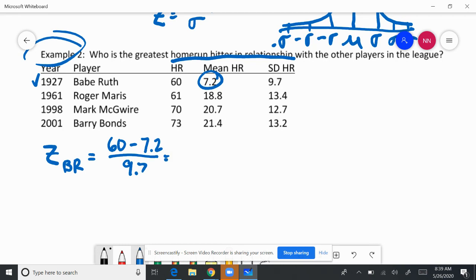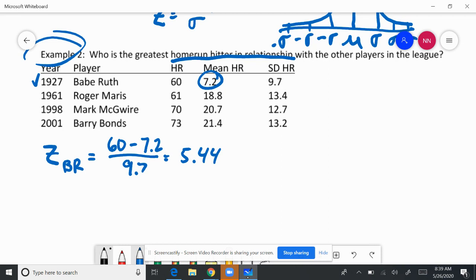What I'm going to do is take out my calculator. I'm going to subtract 7.2 from 60. I'm going to divide it by 9.7, and I get 5.44. That means that he's 5.44 standard deviations above the mean.